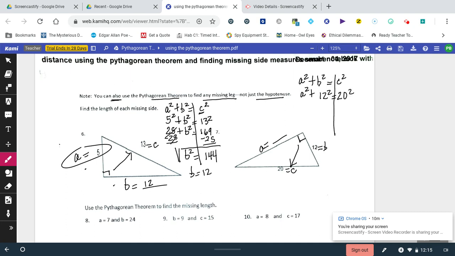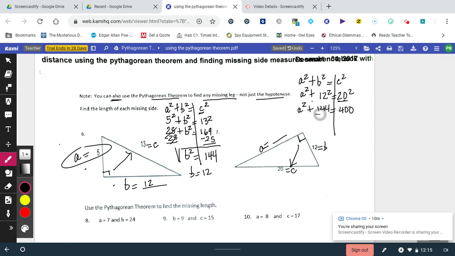Please do not put C, 20, over here on this side, okay? Don't put it over there. It doesn't belong over there because it's a C. C is your hypotenuse. It's always on the side by itself. Only the legs go on this side right here, okay? All right, now let's go ahead and square 12. 12 squared is 144. If you square 20, 20 times 20 is 400.